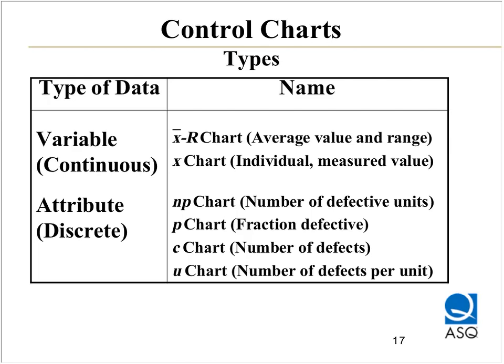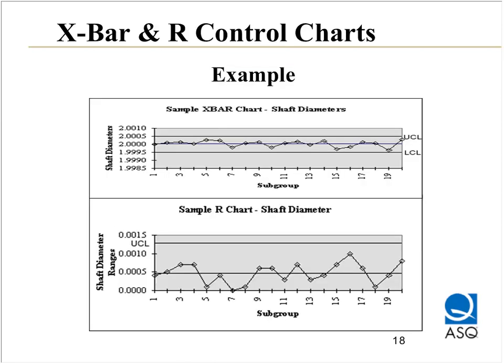Now let's take a look at an X bar and R chart and see what it looks like. On the top, we have the X bar chart. Again, this is for shaft diameters, and we can see that we have the upper and lower control limits plotted on there. Those are not the same as the upper and lower spec limits. The spec limits may be outside the control limits, they may be on the control limits, or they may be inside the control limits. These situations are discussed at length, again, in my webinar on the subject of control charts, and I hope you go and take a listen to that.